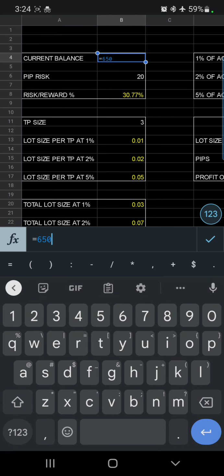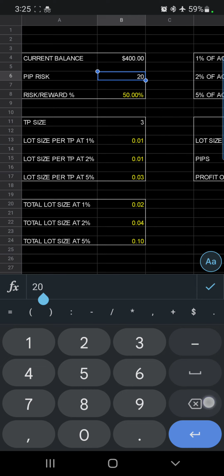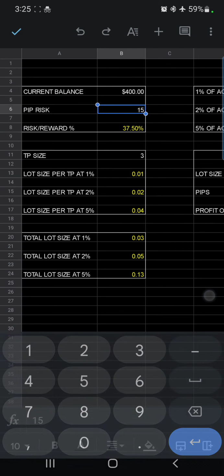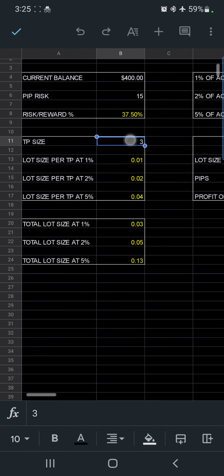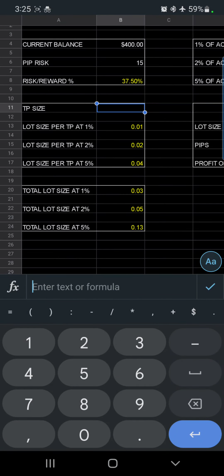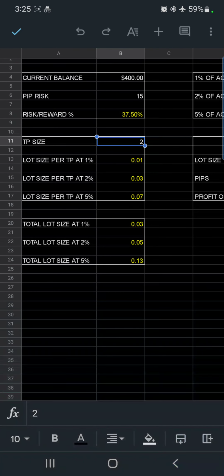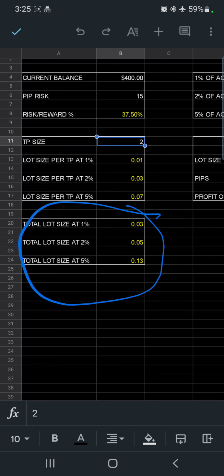So I'll do one for example. Let's change the amount to $400. And then I only want to risk 15 pips based upon the trade. And it's only calling for 2 TP levels. Now, we go down here first. We see that we're given total lot sizes at 1%, 2%, and 5%.